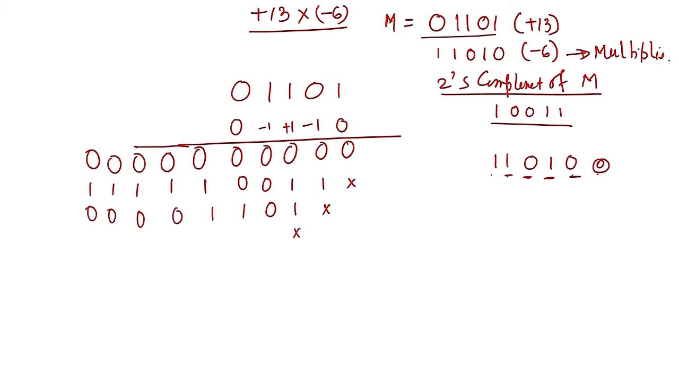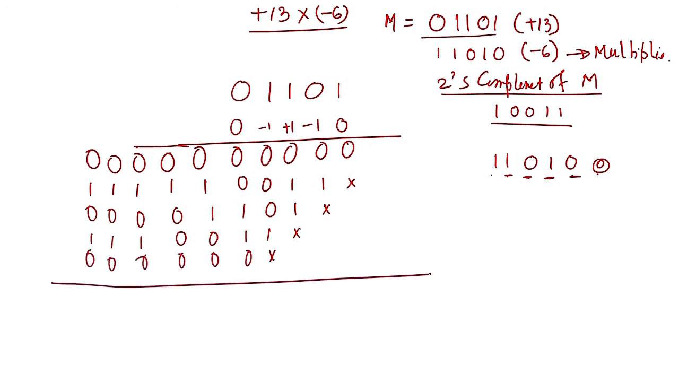Then what next? Next is minus 1. Minus 1 means again you have to take 2's complement of m, which is 1 1 0 0 1 1 1. Okay. Next is 0. So, this is 0 0 0 0 0 0. Now, we add all of these together to get the result.